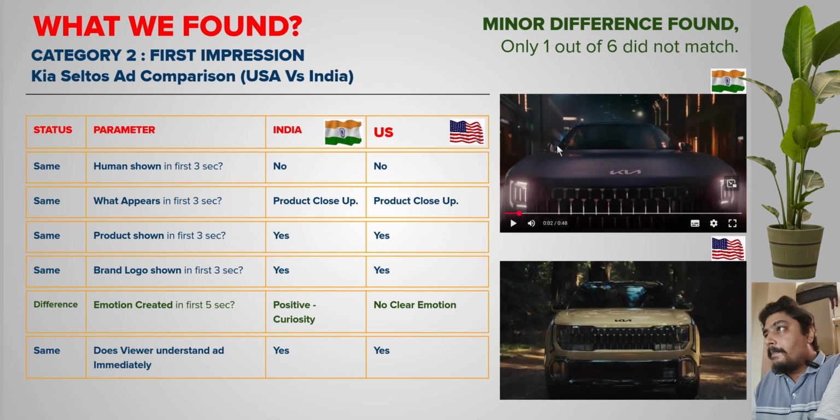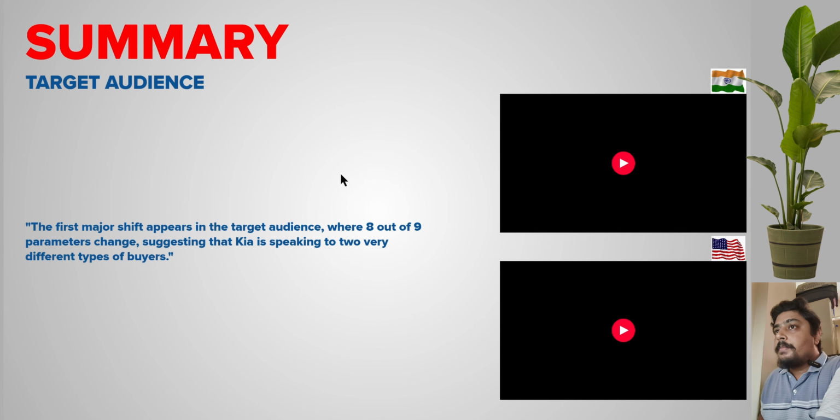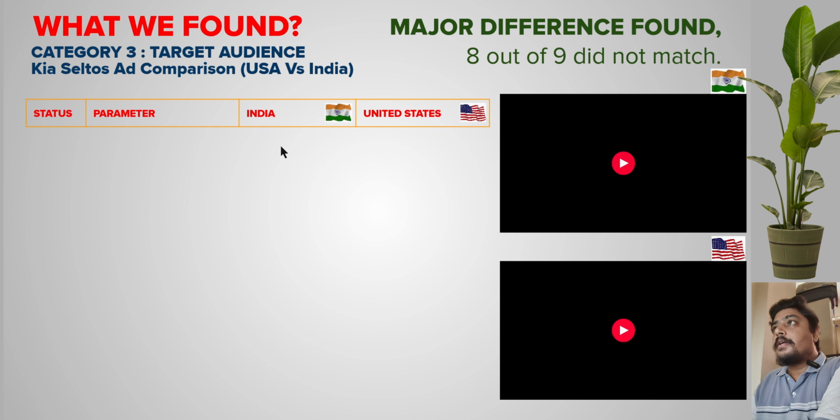Now let's move to the next category, that is target audience. In the case of target audience, what we found is the first major shift appears. That means in the target audience, 8 parameters out of 9 did not match. So we found a major difference in this particular category. That means in India, Kia targeted a completely different audience than they did in America.